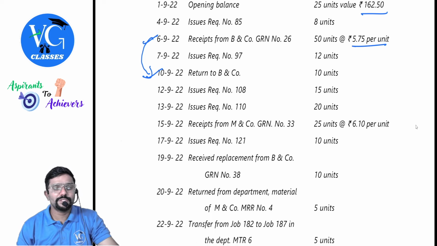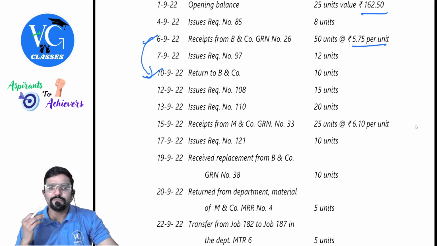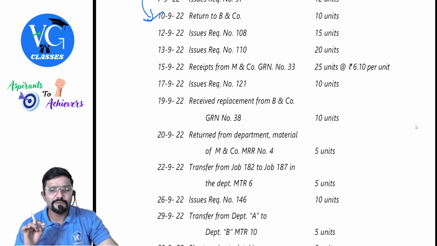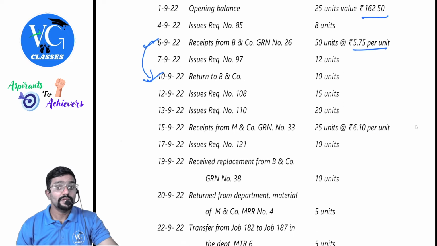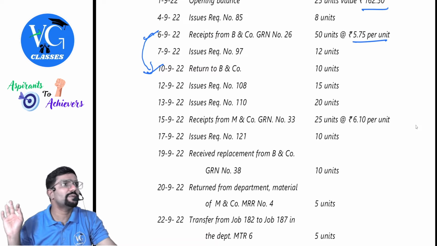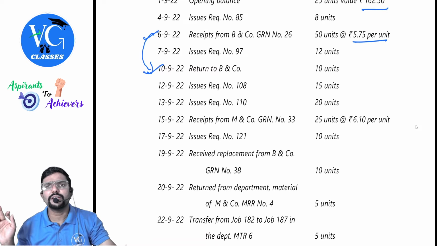Next, on 12th September, issue 15 units. 13th September, issue 20 units. 15th September, received from M&Co. 25 units at 6.10. Then 17th, issue 10 units. Then 19th, received replacement from B&Co. What should you consider it as? Fresh purchase.